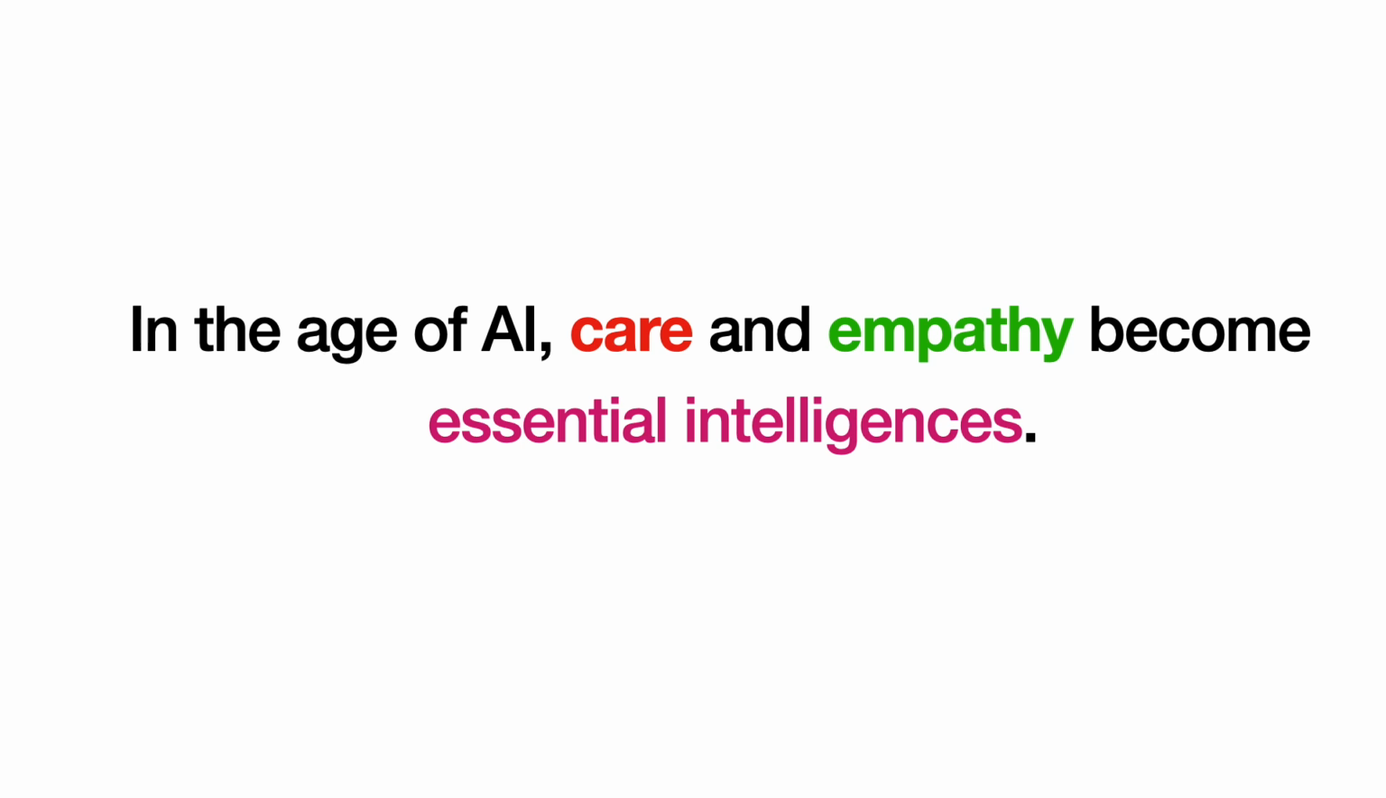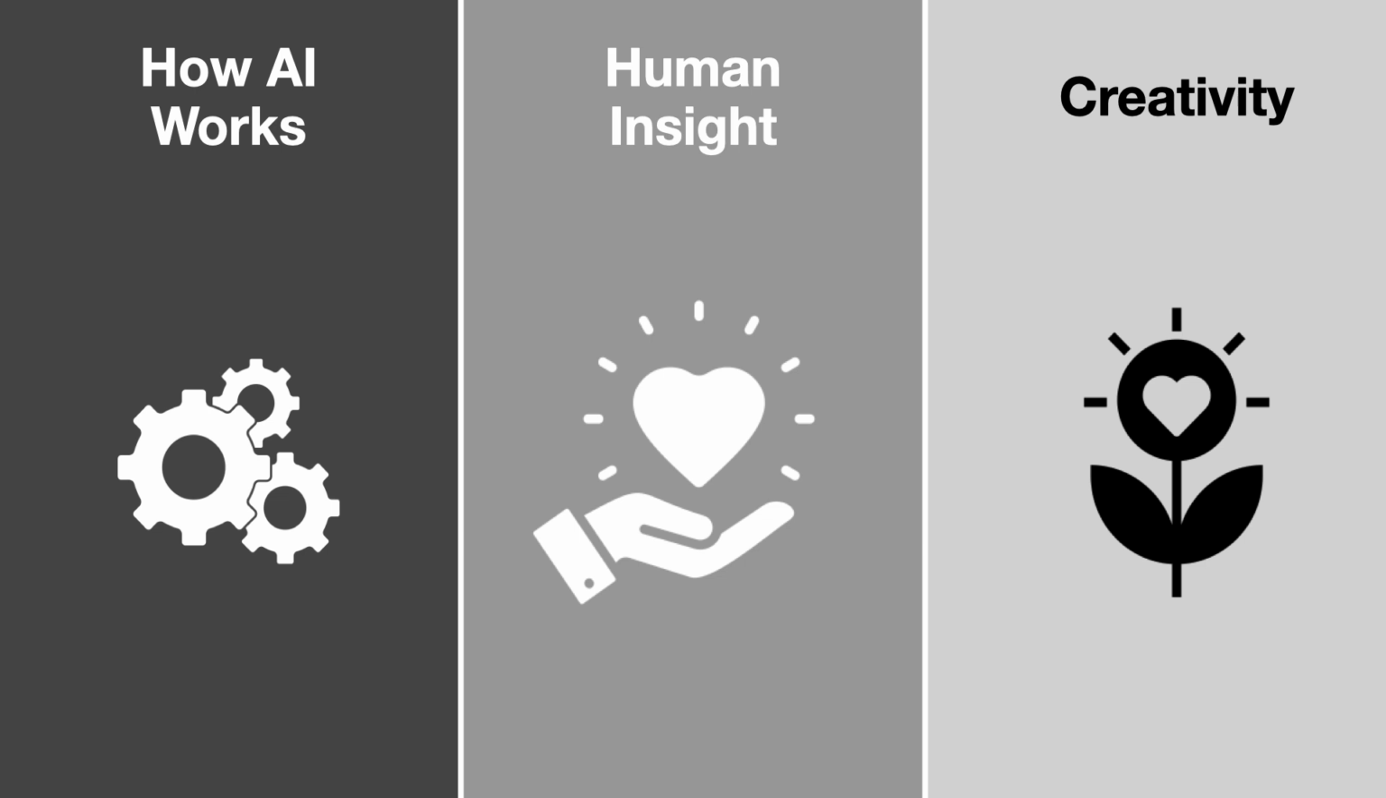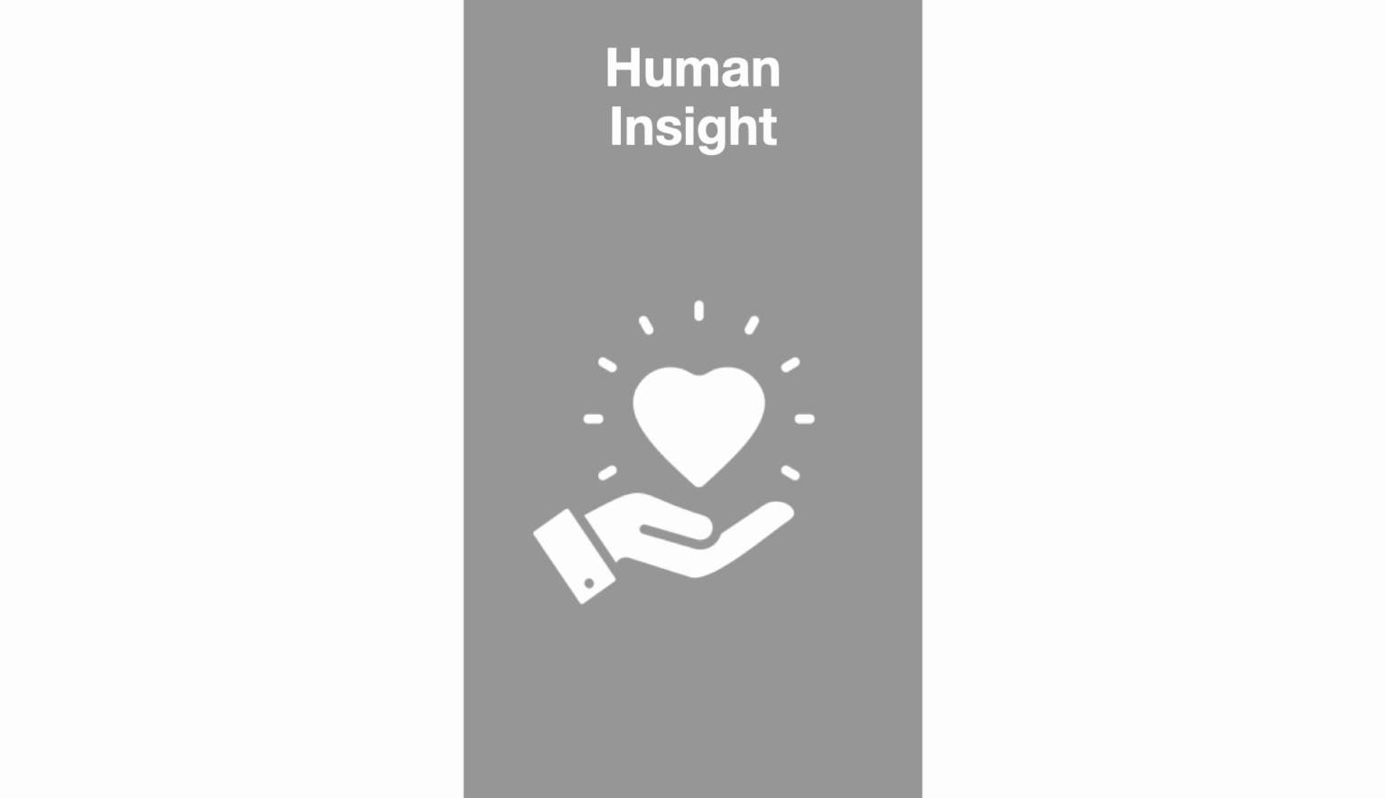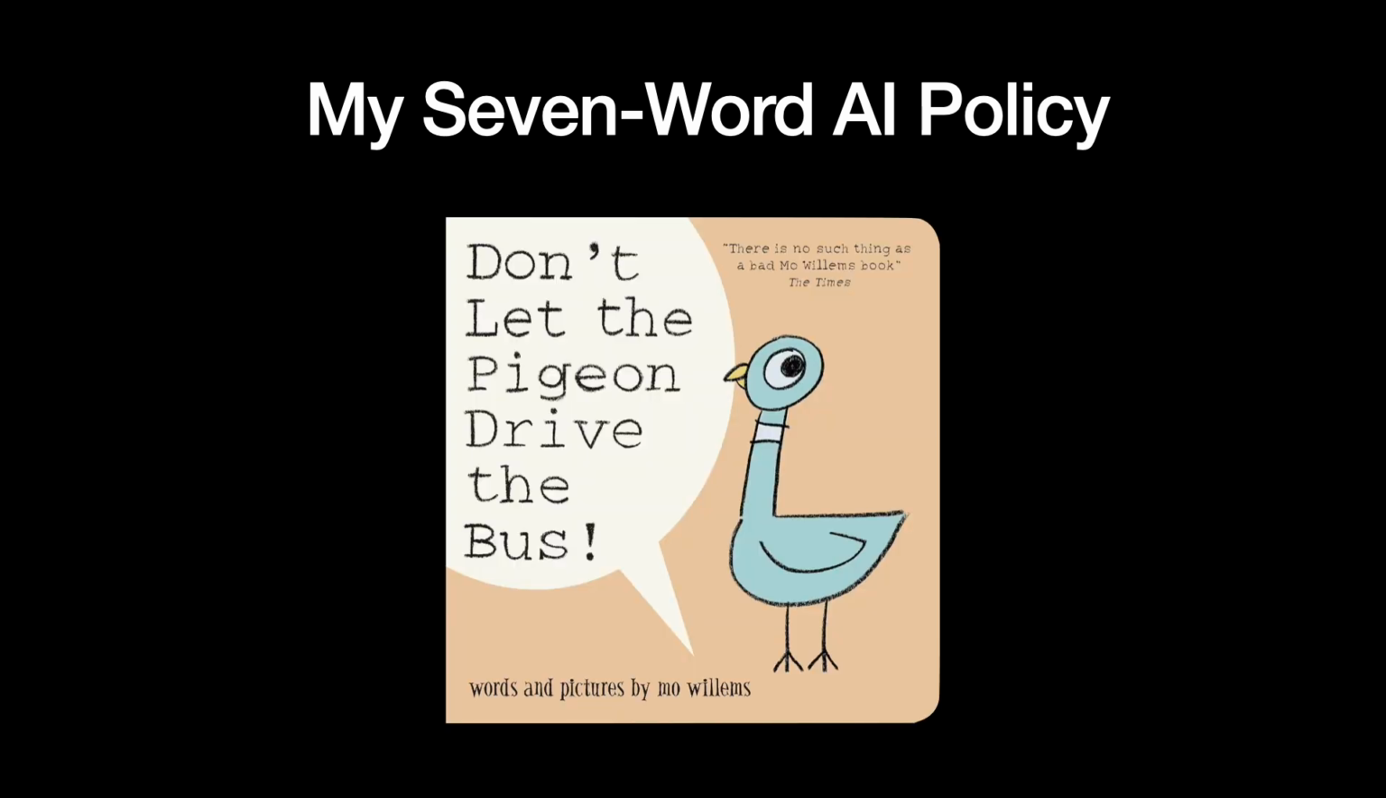And so, we talked about how AI works. Let's really talk more about that human insight. I think it's really important to help kids come to terms with this sweeping technology. And so I actually have a 7-word AI policy in my classroom. I think it's simple, and it's direct, and everybody gets it. Here it is. Don't let the pigeon drive the bus.